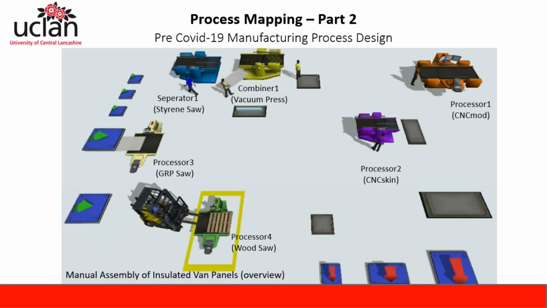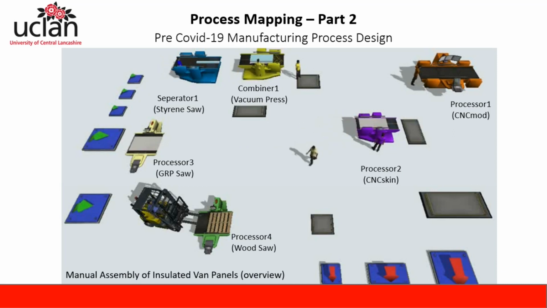Beginning from the left, you can see the blue squares, which are the sources of all the raw materials required to assemble the insulated van panels. These can also be configured for scheduled or just-in-time deliveries, for example, and then the materials follow a predetermined route throughout the process. We then have a wood saw at the bottom, then a GRP saw further up, then a styrene cutting saw, which will all prepare the materials ready for assembly and modification.